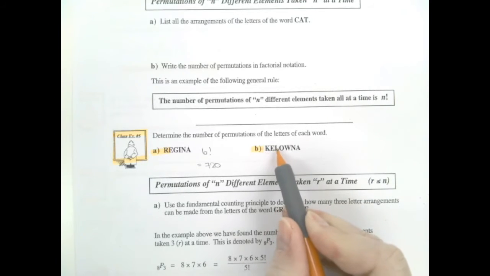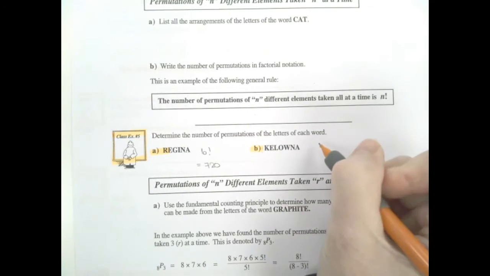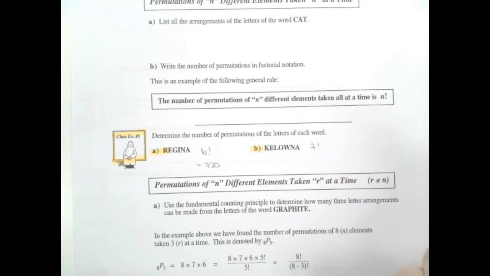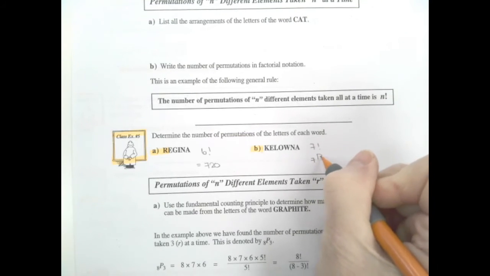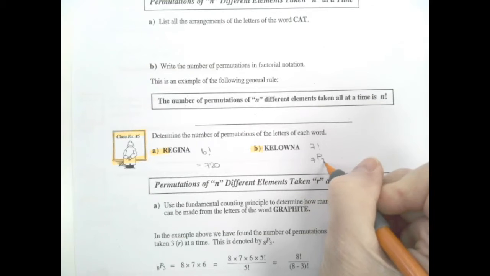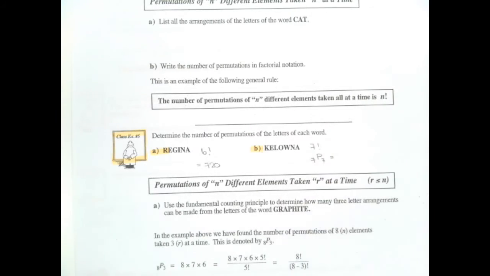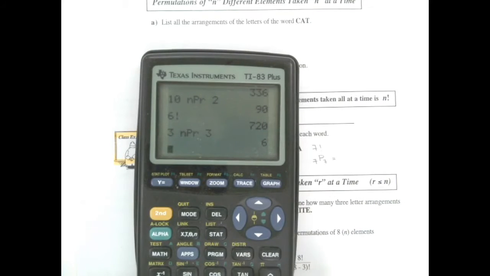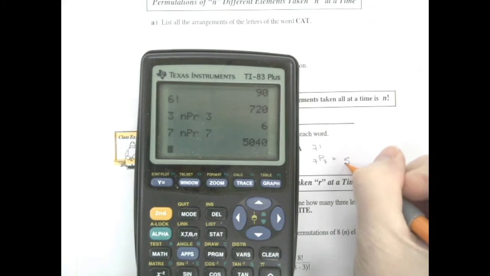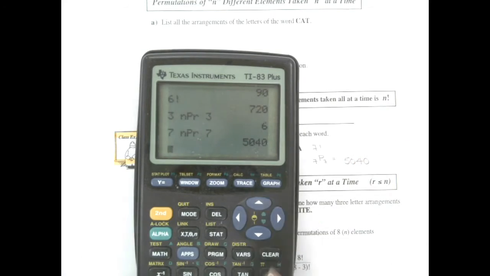Kelowna, 1, 2, 3, 4, 5, 6, 7. So I could do 7 factorial, or 7 times 6 times 5 times 4 times 3 times 2 times 1, or I could do 7 letters. I'm going to pick and arrange all 7 of them, and that's going to give me, so let's just do that one on my calculator. So 7 math, permute 7 equals 5040.